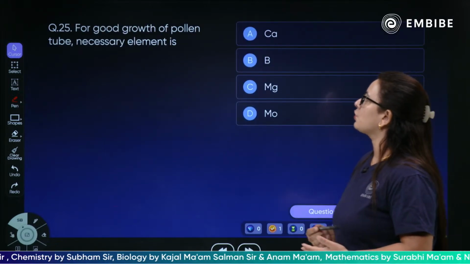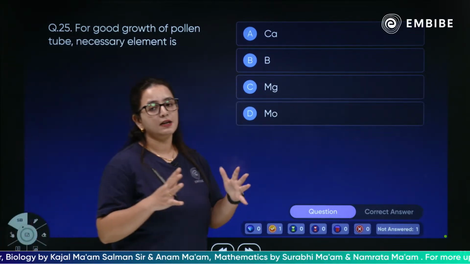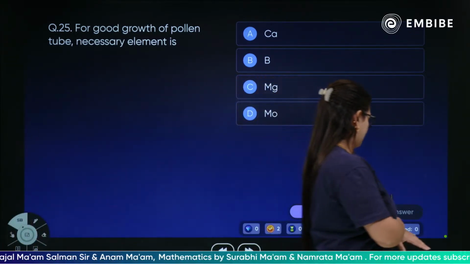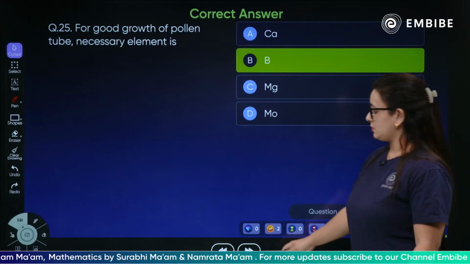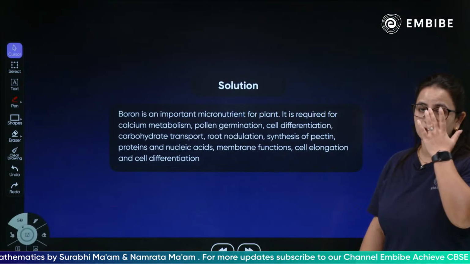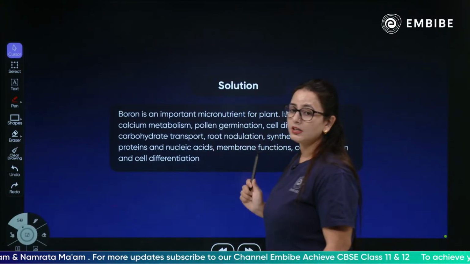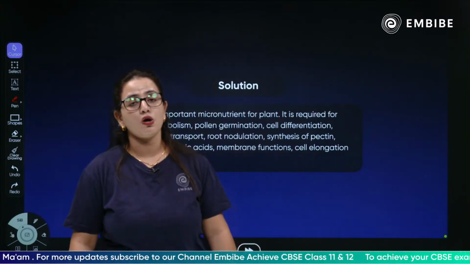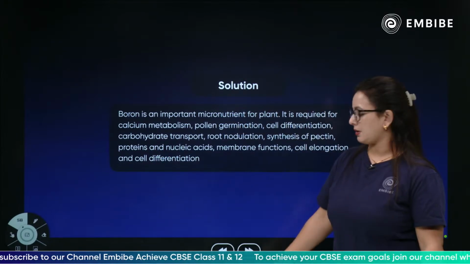Next, which element is necessary for good growth of the pollen tube? It is boron. Boron is a micronutrient required for calcium metabolism, pollen germination and cell differentiation also. So boron is absolutely important for pollen tube germination.